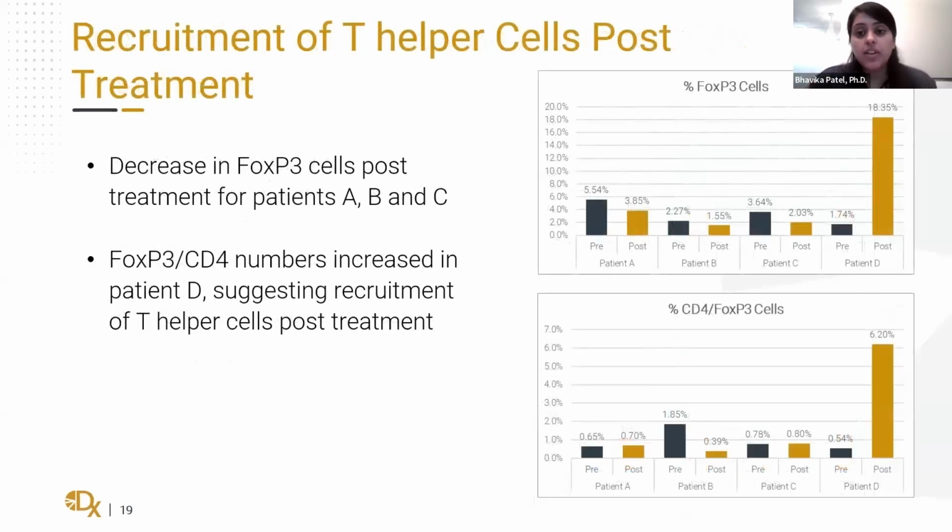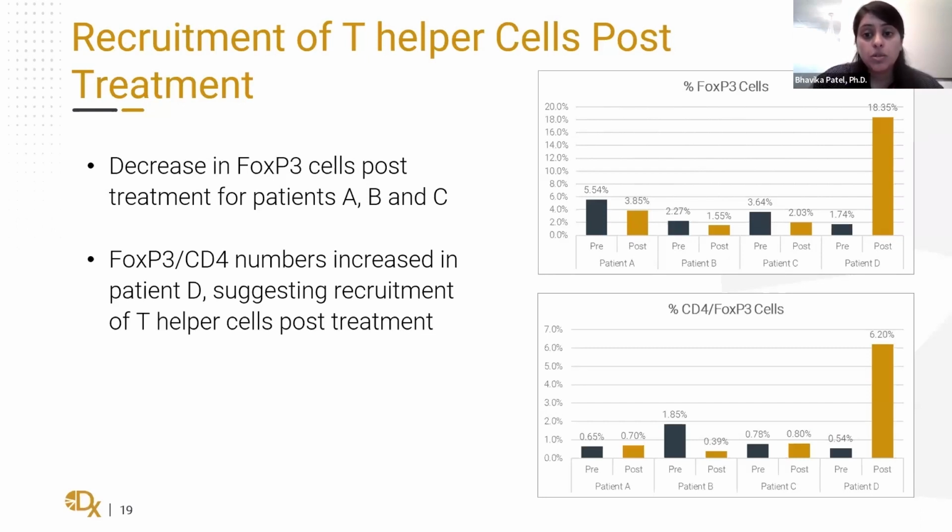Lastly, we investigated FOXP3 because research has shown that this is often overexpressed in breast cancer and may be an indicative marker for how aggressive that cancer is. In our study, we see a decrease in FOXP3 cells for patients A, B, and C, suggesting that the tumor may be responding to treatment.